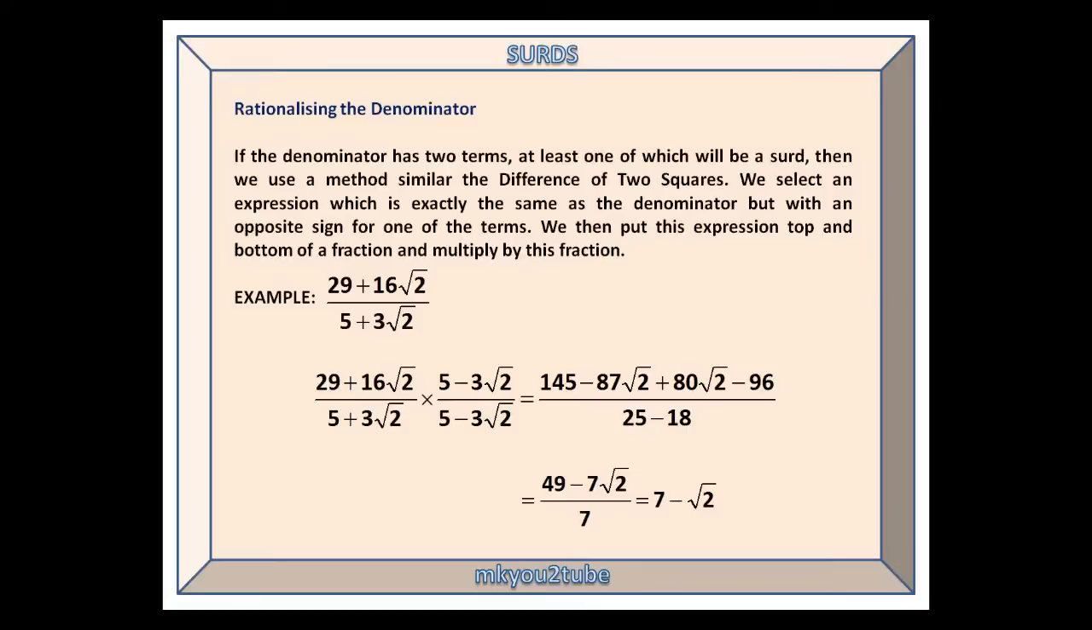29 times 5 is 145. 29 times minus 3 root 2 is minus 87 root 2. 16 root 2 times 5 is 80 root 2. 16 root 2 times minus 3 root 2 is the same as 16 times minus 3 times 2, which is minus 96. Simplifying the numerator, we get 49 minus 7 root 2, which when we divide by the 7 on the denominator, gives us 7 minus root 2.